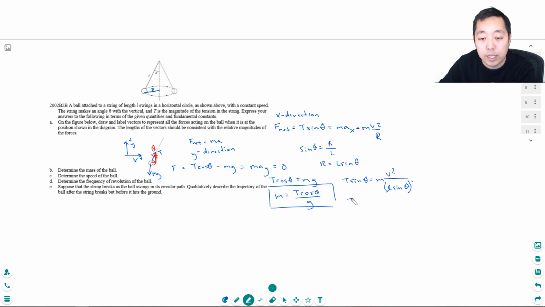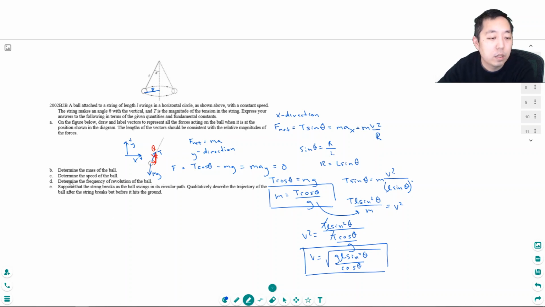I multiply that, I get T L sine squared theta over m is equal to v squared. Now, I can't put it in terms of m. They weren't given m, but I solved for m there, so I can plug the mass into here. So I get T L sine squared theta over T cosine theta over g. That's v squared. So v is equal to the square root of this. The T's cancel. g goes to the numerator. So I do g L sine squared theta over cosine theta.